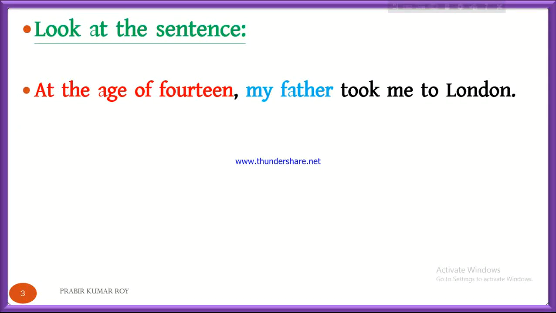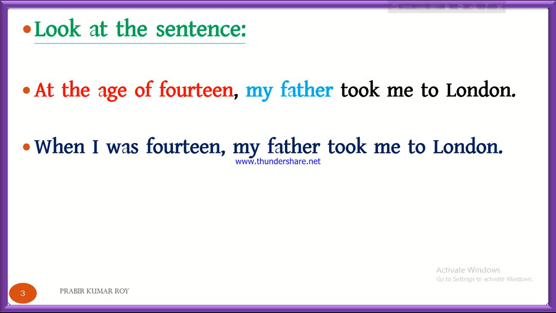Now we have to fix it. How will we fix it? We know a modifier modifies the word that is closest to it. As the words my father come right after the modifier, it modifies the age of the father, not the age of the speaker. So let us fix it. Now if we say, when I was 14, my father took me to London, then it is right.